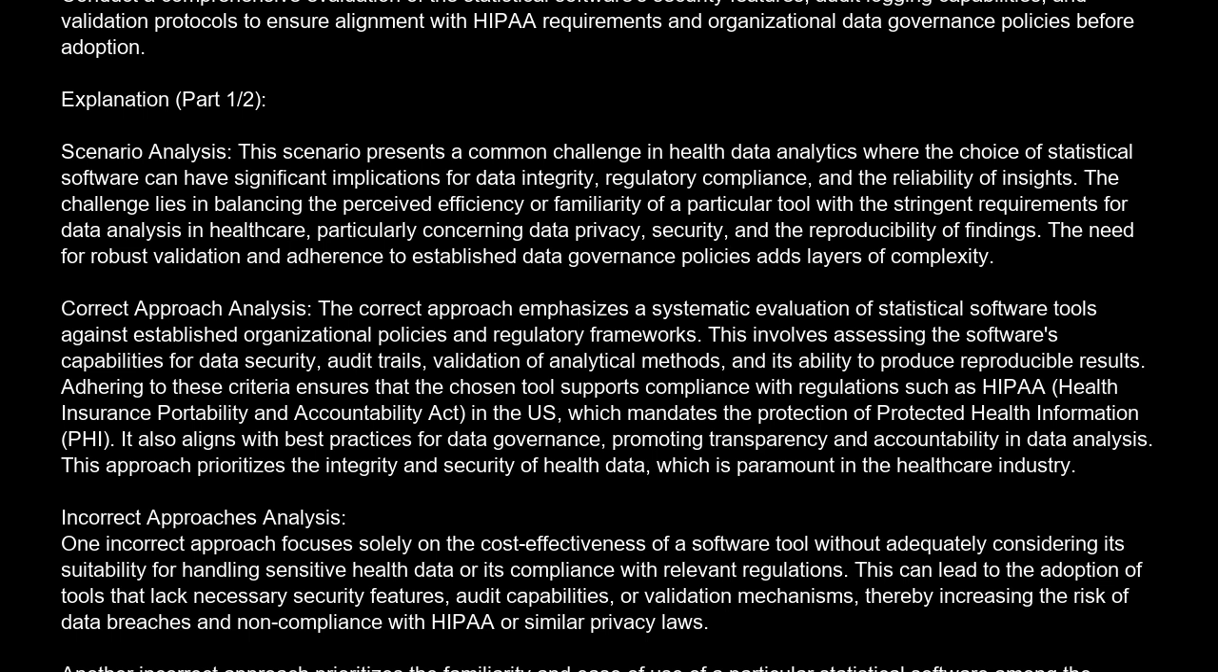Incorrect approaches analysis. One incorrect approach focuses solely on the cost-effectiveness of a software tool without adequately considering its suitability for handling sensitive health data or its compliance with relevant regulations. This can lead to the adoption of tools that lack necessary security features, audit capabilities, or validation mechanisms, thereby increasing the risk of data breaches and non-compliance with HIPAA or similar privacy laws.